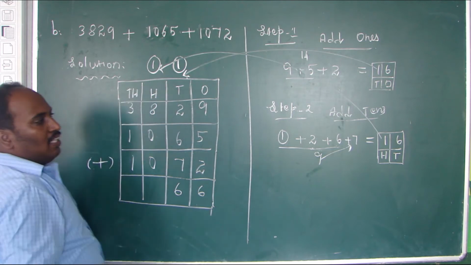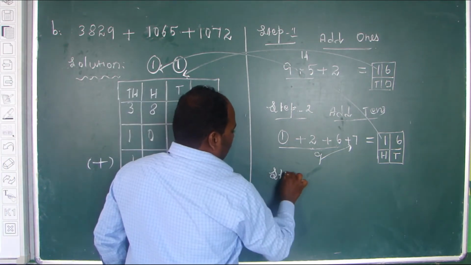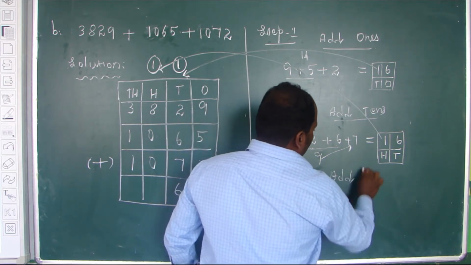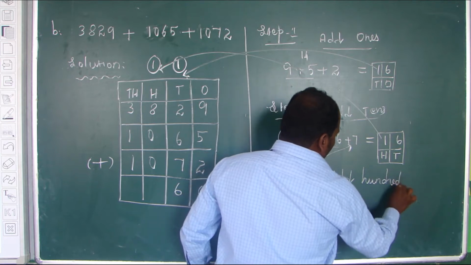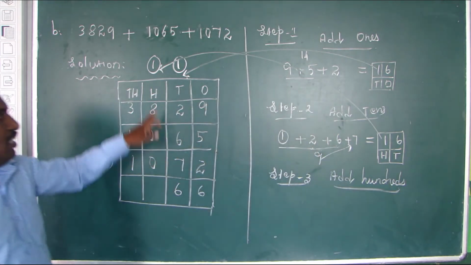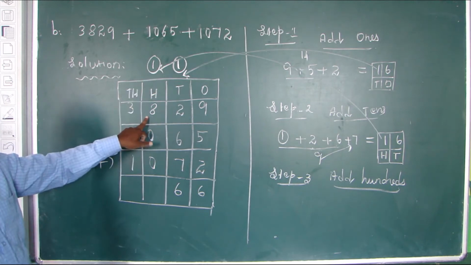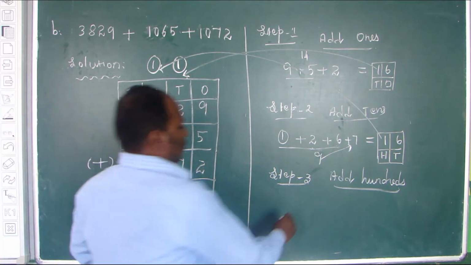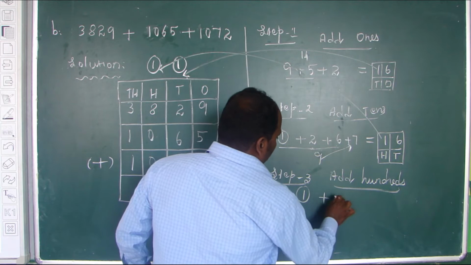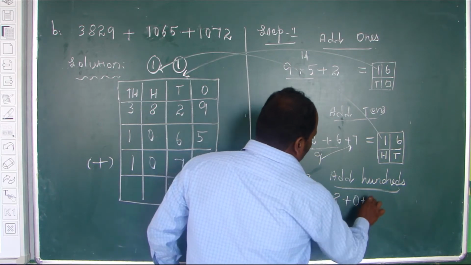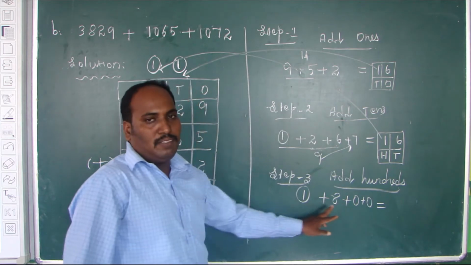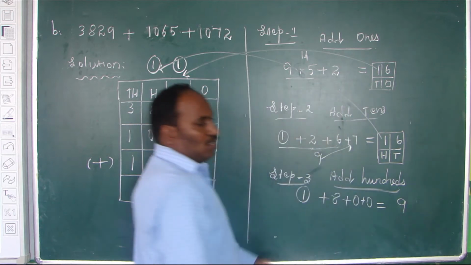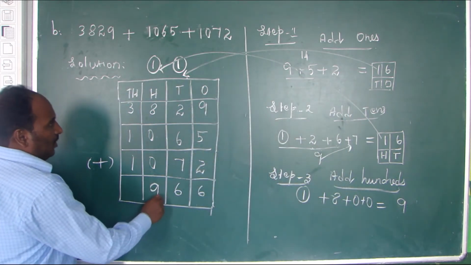Step 3. Now we add the hundreds. The carried 100, plus 800, plus 0, plus 0. 1 plus 8 is equal to 9, so 100 plus 800 is equal to 900. We write 900 in the hundreds place.